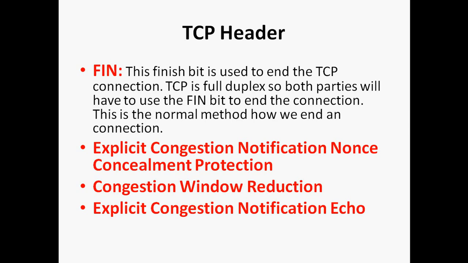So how do we send data? First we establish the connection through the three-way handshake, and afterwards we send the data. Once we finish sending the data, we have to terminate the connection using the finish bit. That's why they're mentioning it here. And TCP is full duplex. Full duplex means two-way communication.